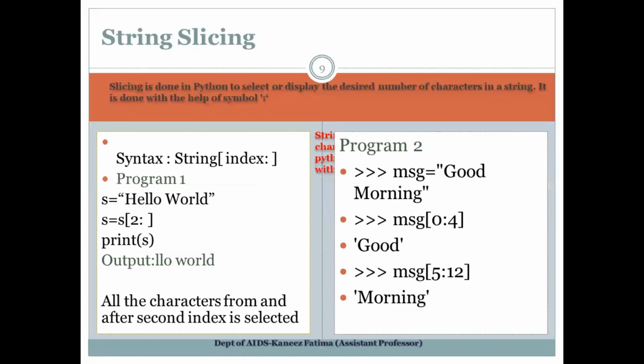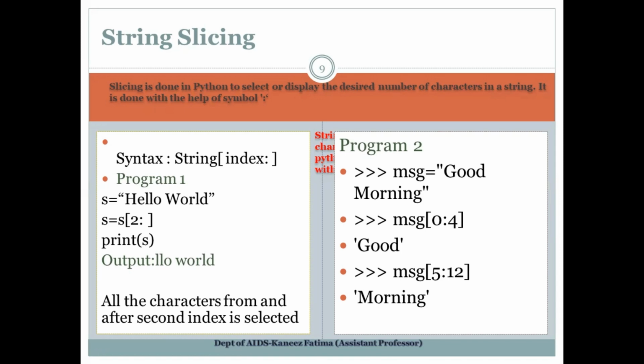Another method for this one is string slicing. Slicing is done in Python to select or display the desired number of characters in a string. It is done with the help of the colon symbol.